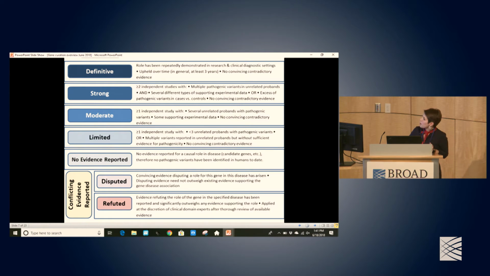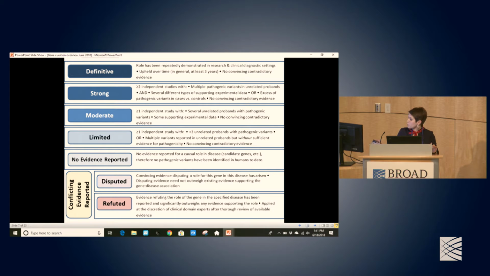And then down here at the bottom, we've got our conflicting evidence categories. We've got disputed and refuted. And this is for gene disease pairs in which there is valid contradictory evidence. And we really encourage you to work with domain-specific experts when you're encountering one of these situations to determine whether the contradictory evidence that is available outweighs any potentially supporting evidence that may be available.